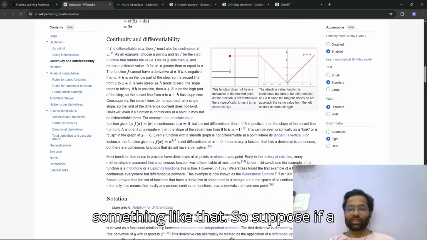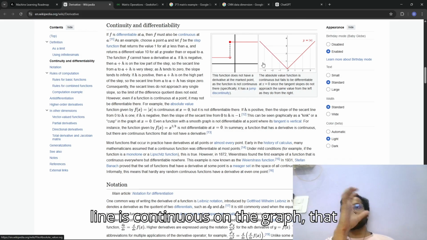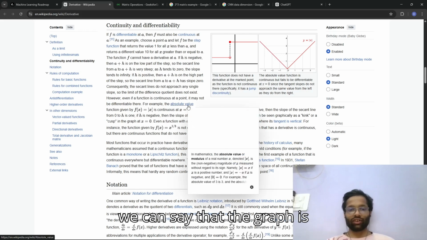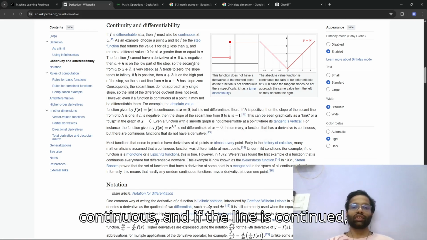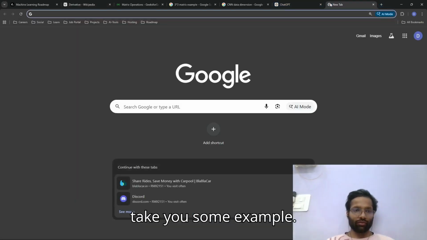Continuity and differentiability are something like this. If a line is continuous on the graph, we can say that the graph is continuous, and if a line is discontinuous, we can say it's discontinuous. Let me take you through an example.